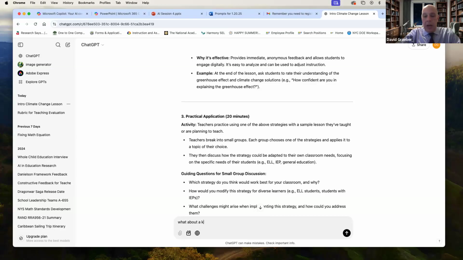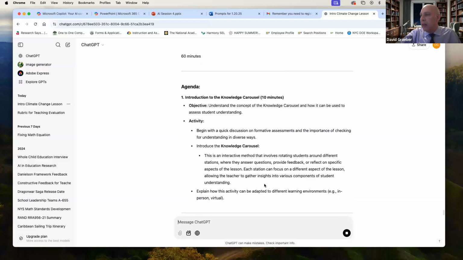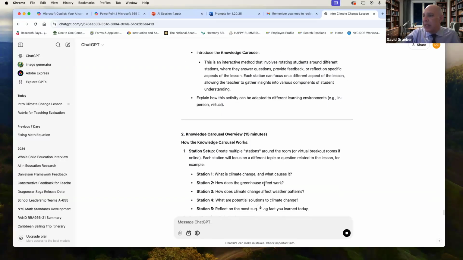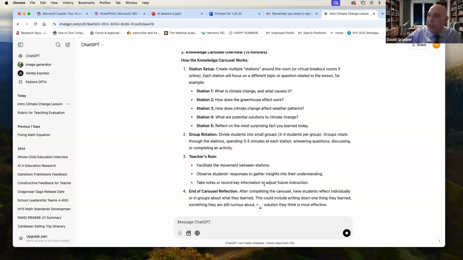What about a knowledge carousel? That's another good one, right? So it's adding that in. So it's right there. It adds that in. So I've now customized it for a professional learning experience. Well, this leads me to saying, well, now as a principal, I can start to develop my professional development plan and so on and so on.